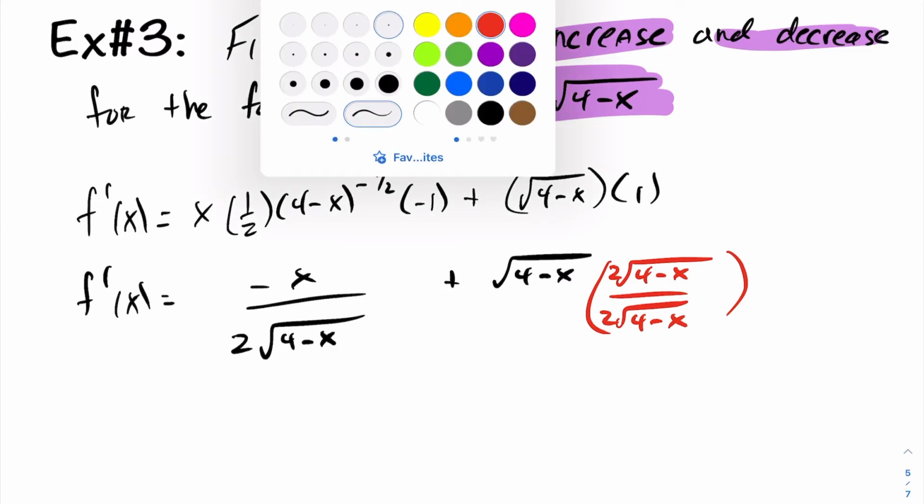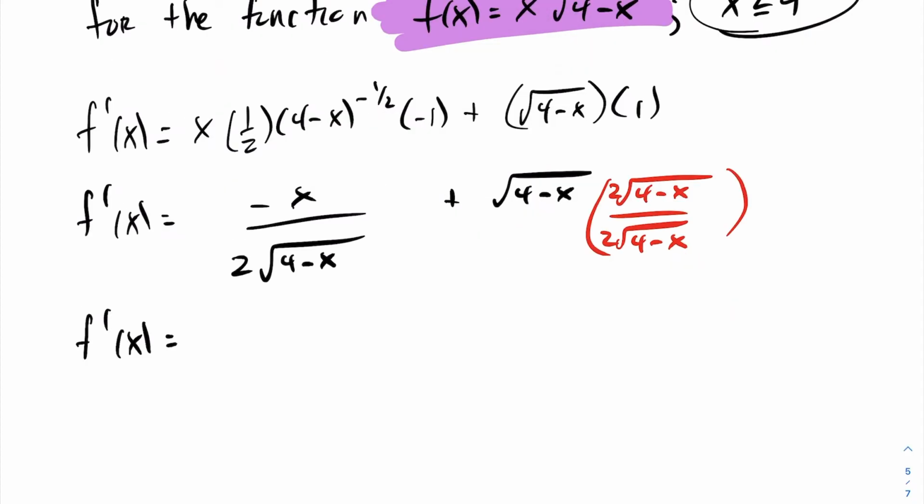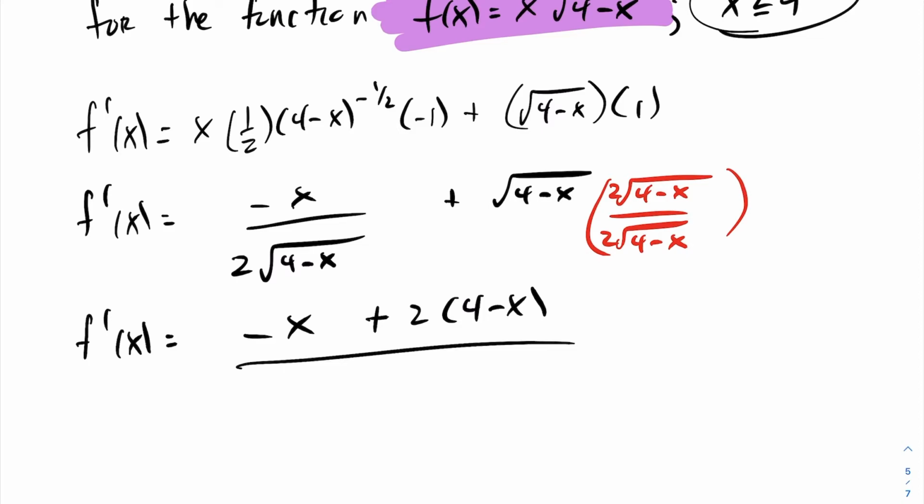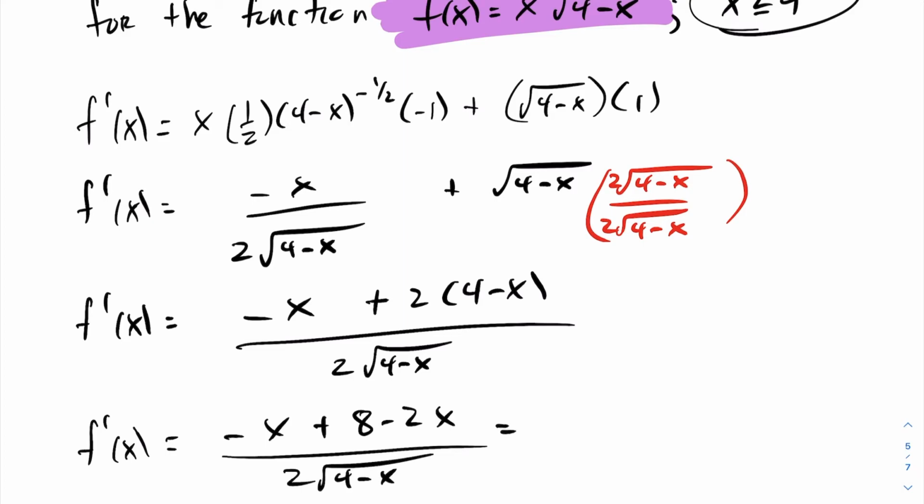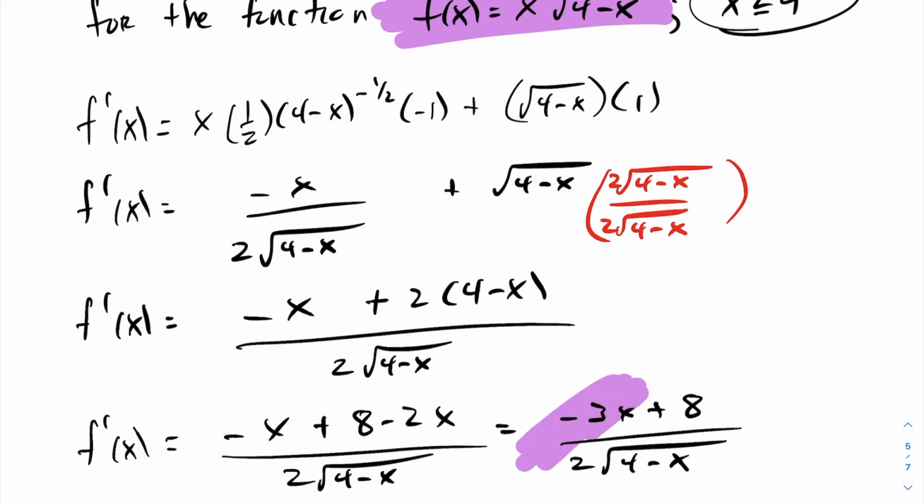So by doing that, we end up getting f prime at x will be negative x plus 2 times 4 minus x, all over 2 times the root of 4 minus x. Cleaning up the numerator, we end up getting negative x plus 8 minus 2x over 2 times the root of 4 minus x, and simplifying, we have our answer here. So now I know that f prime at x looks like this.